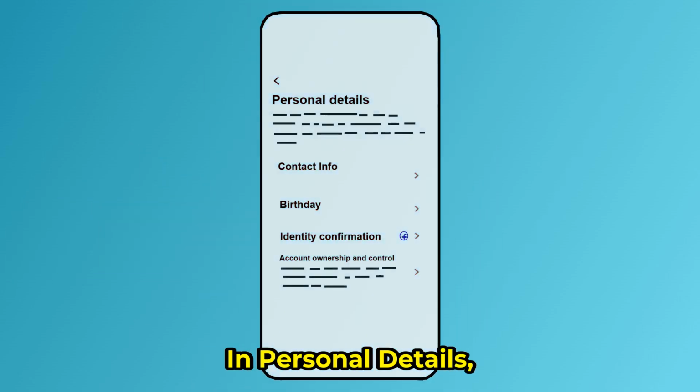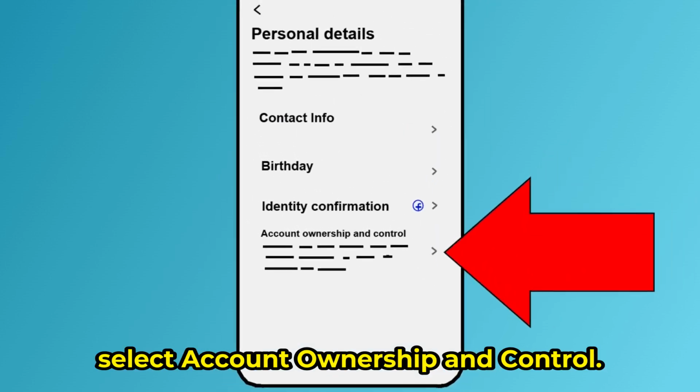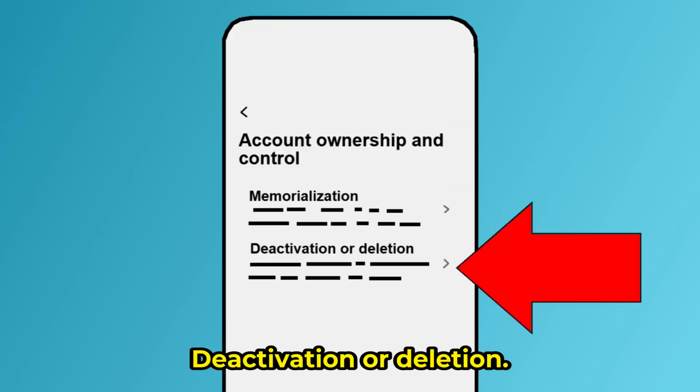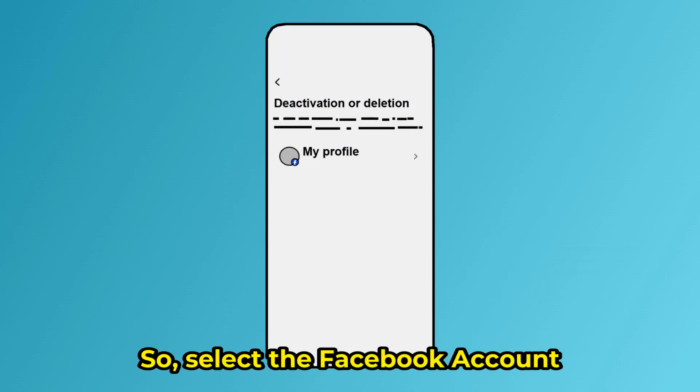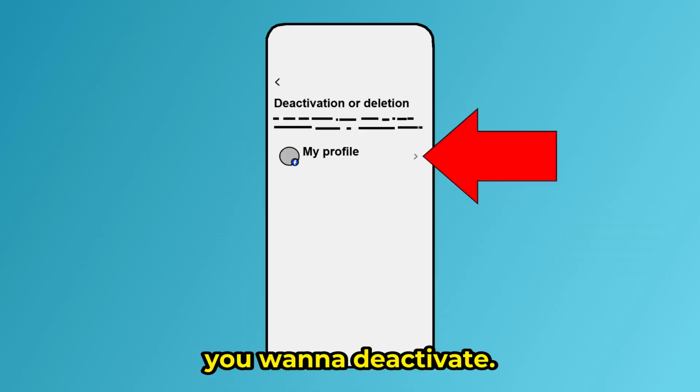In Personal Details, select Account Ownership and Control. Next, tap Deactivation or Deletion. So, select the Facebook account you wanna deactivate.